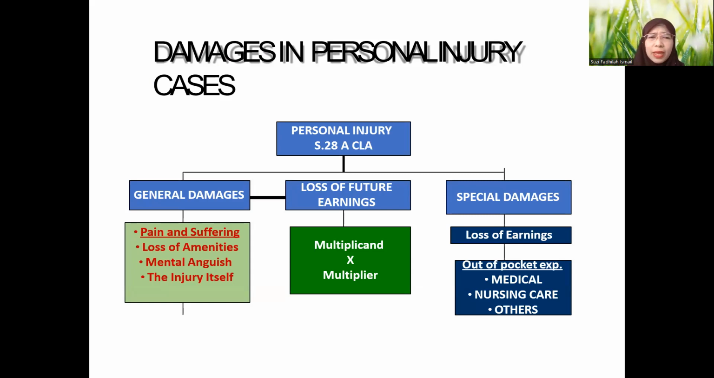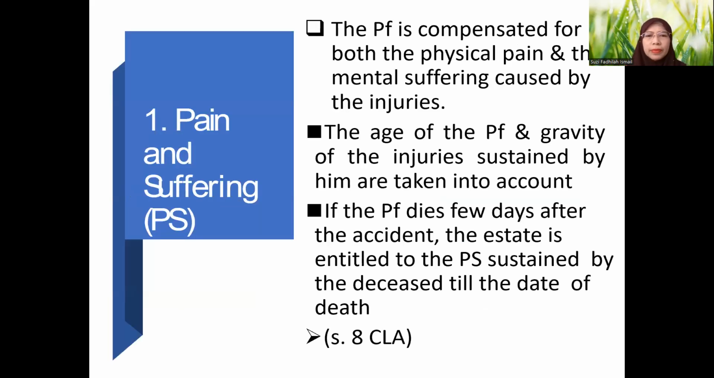After we are done with general damages, we move to loss of future earning, for the purpose of the discussion abbreviated as LOFE. The calculation is based on multiplicand times multiplier. After we are done with the first two, we are going to focus on special damages, which cover loss of earnings, actual loss of earning, and out-of-pocket expenses like medical costs, medical expenses, nursing care, and others more or less similar to medical and nursing care. That's basically the outline of our discussion.